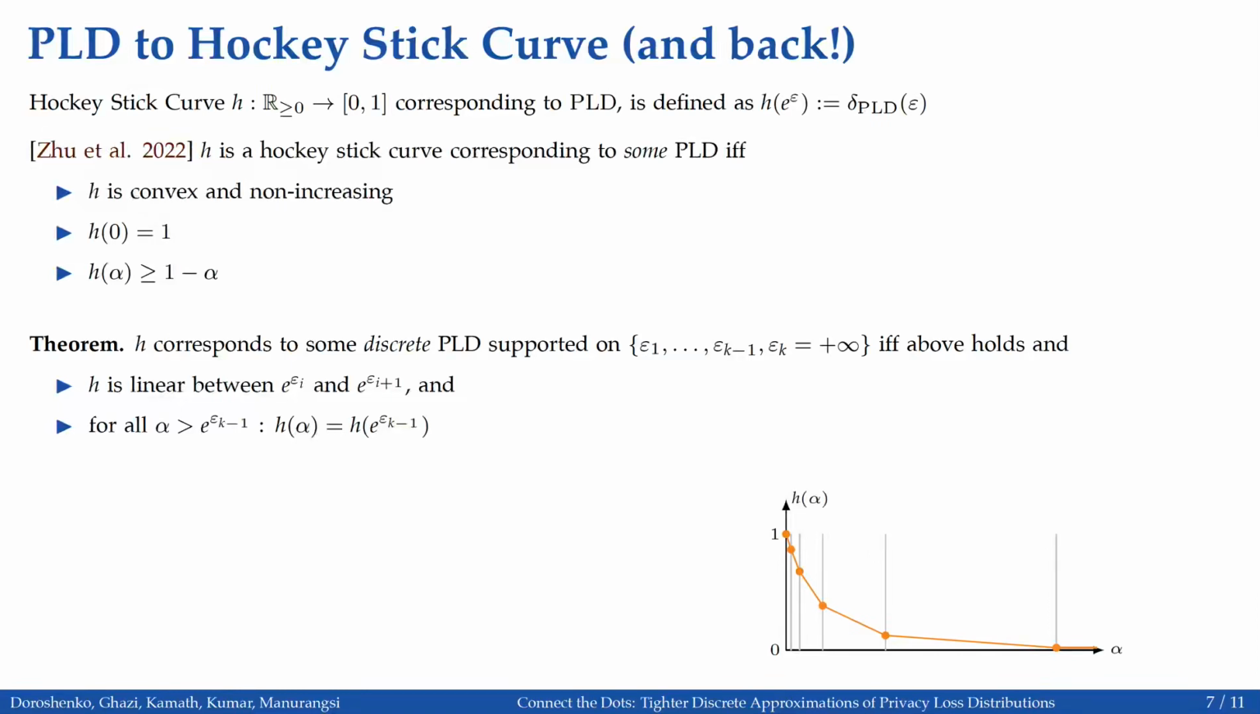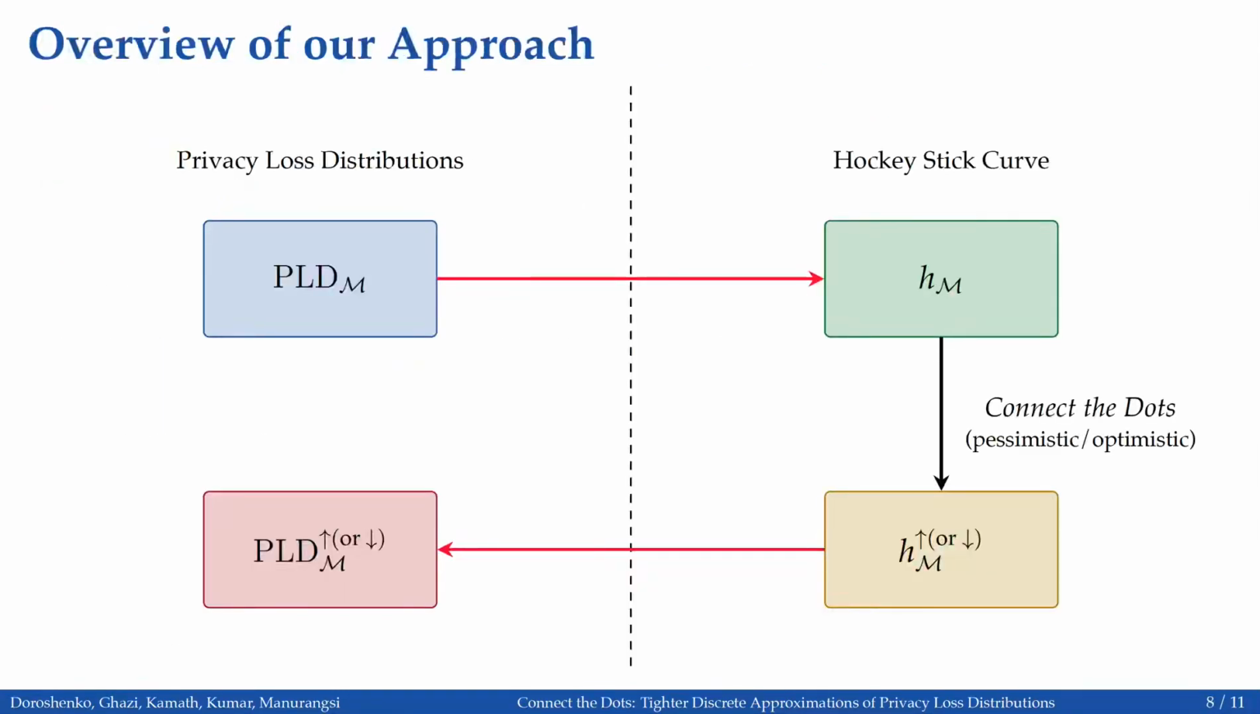When these properties hold, we show how to reconstruct the corresponding discrete PLD efficiently and in a numerically stable manner. This completes the translation between privacy loss distributions and hockey stick curves. Finally, I will describe the approach of connect the dots to discretize a hockey stick curve.